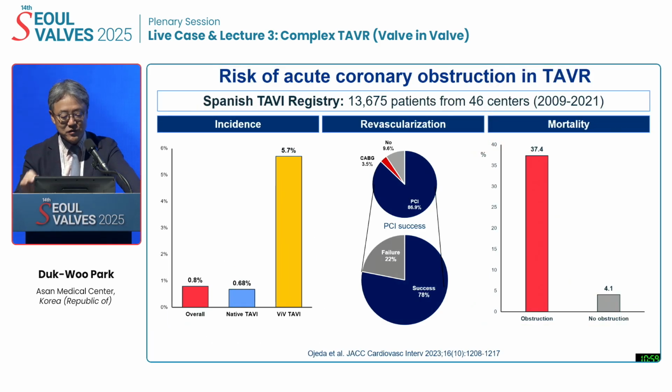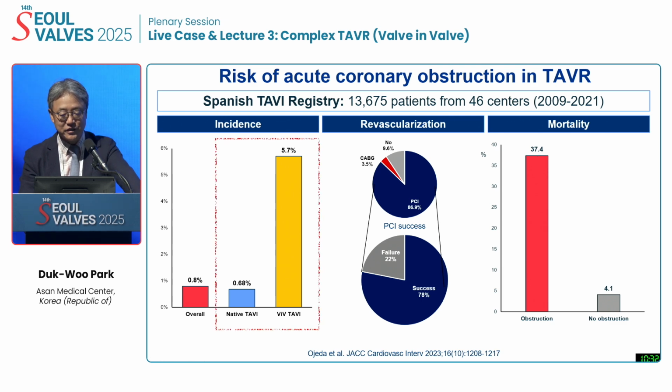The reason why is that coronary risk is much higher. This is the largest Spanish registry. In native valve cases, coronary obstruction is quite low, less than 1%, but in the valve-in-valve TAVR procedure it is 5.7%, which is very high. Also, rescue therapy has 80% success and 20% failure. Coronary obstruction is associated with a high risk of mortality. That risk is absolutely catastrophic.